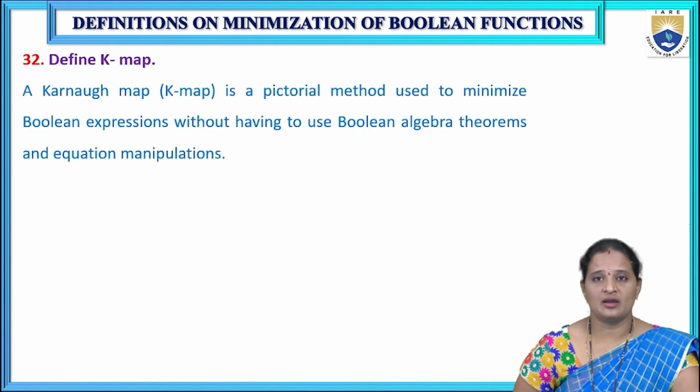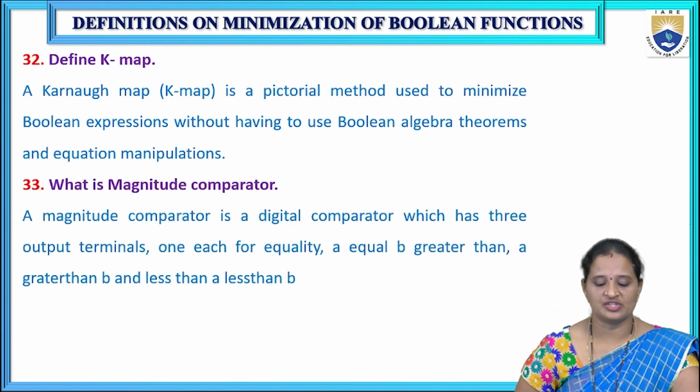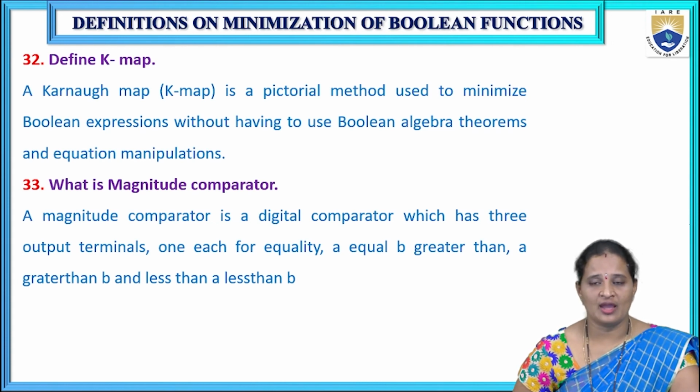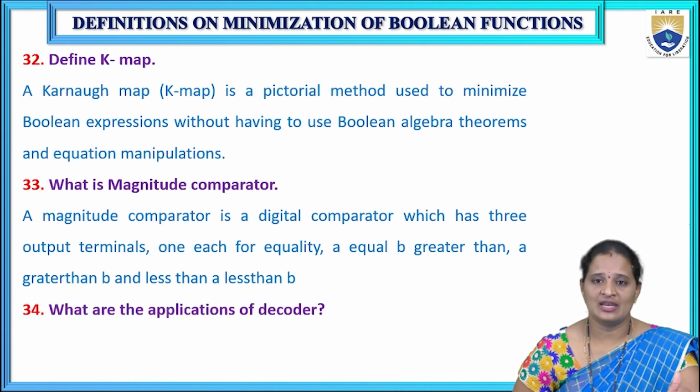K-map is a graphical or pictorial method of simplifying the Boolean function. What is a magnitude comparator? It is again a combinational logic circuit which is used to compare two binary numbers of any number of bits and produces three outputs, checking whether the two numbers are equal, greater, or less than.